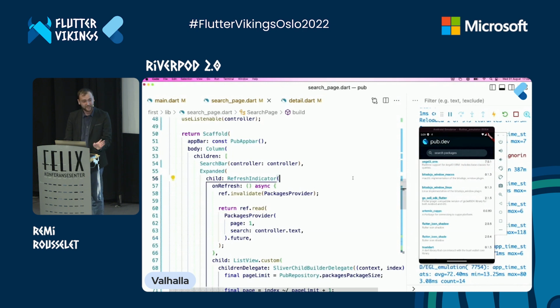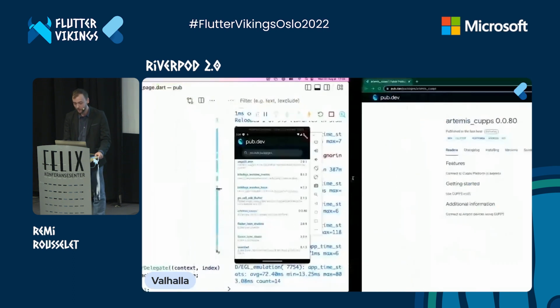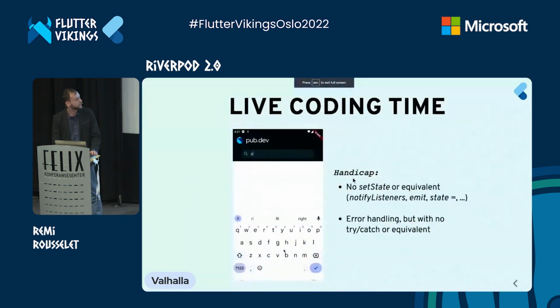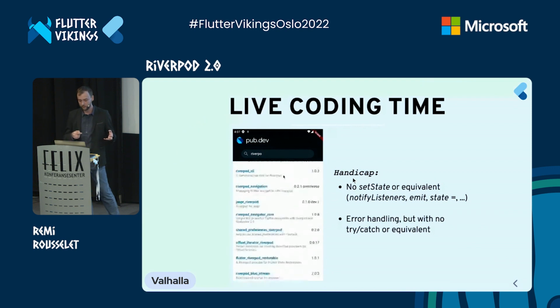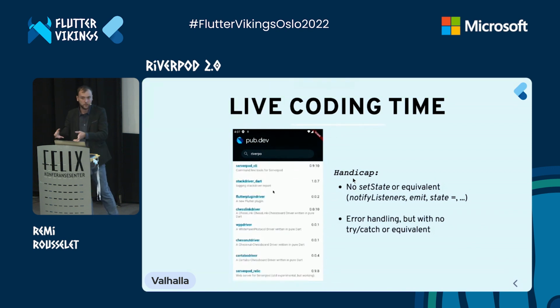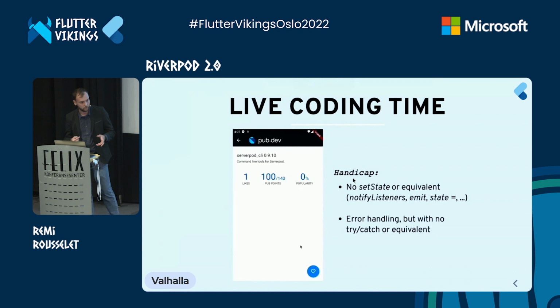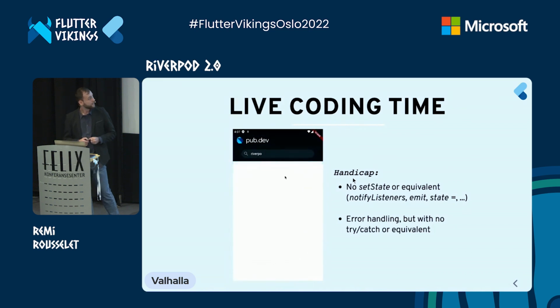I'm out of time, so that's it for me. Hopefully with this live coding, you should have seen now that with Riverpod, you can build applications in a different way. You can just focus on doing your network requests and building your UI instead of having to handle invalidating, handling errors, updating cache and all. That's it for me.